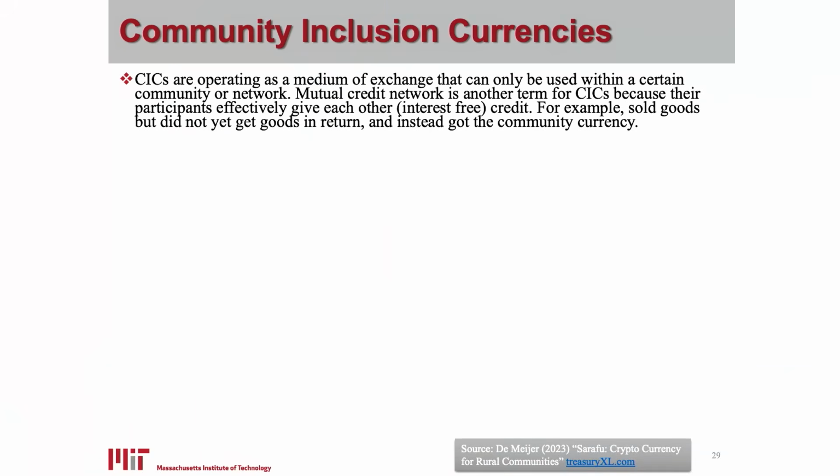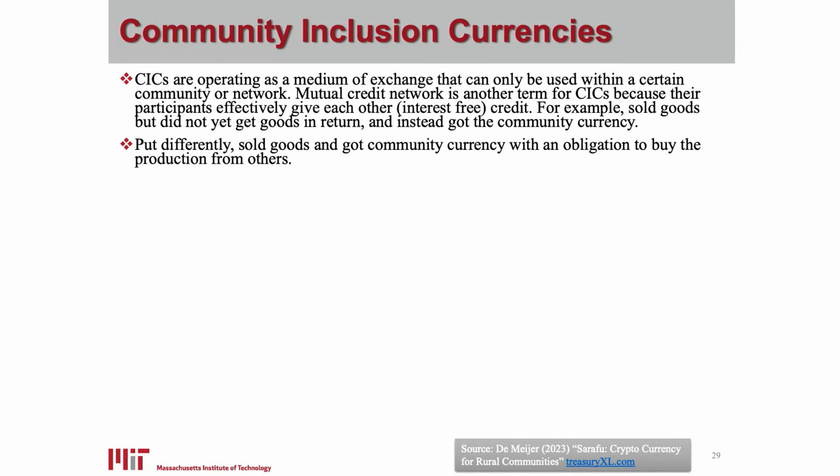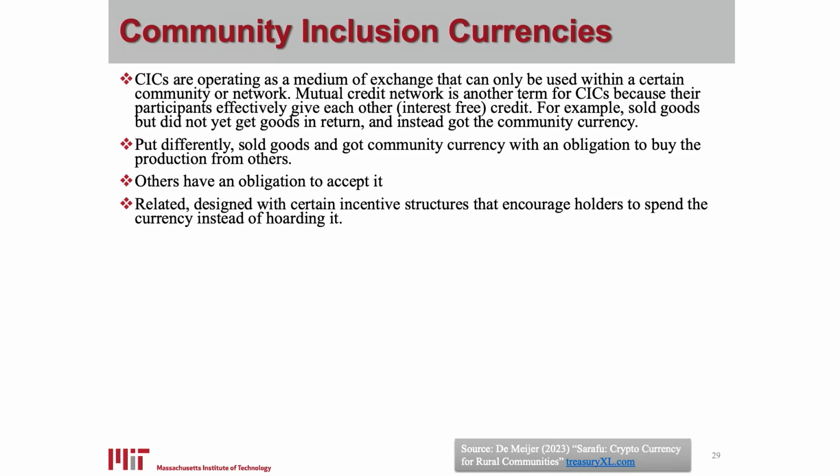But that's the accounting point of view. The Pacioli point of view is you sold goods and you got community currency, and now you have an obligation to use it to buy the production of others. That's the purpose. And others have to accept it. In fact, there are certain incentive structures loaded in that encourage holders to spend the currency instead of hoarding it. Back to that tension again.